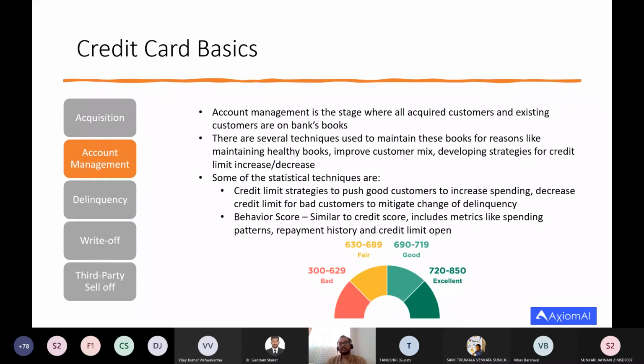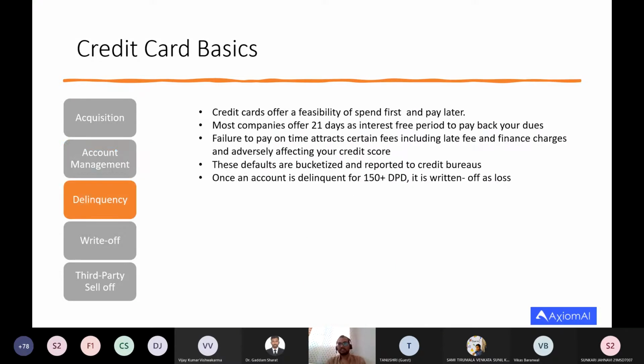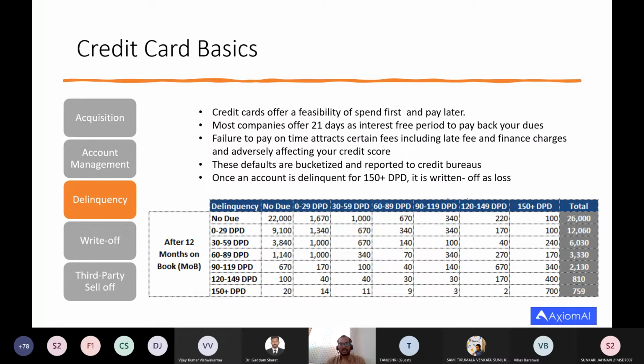So we talked about acquisition and account management. Acquisition is where you are getting new customers. Account management is where you are maintaining those books, and you're trying to maintain them as healthy as possible. Eventually, some part of your customers would go delinquent.